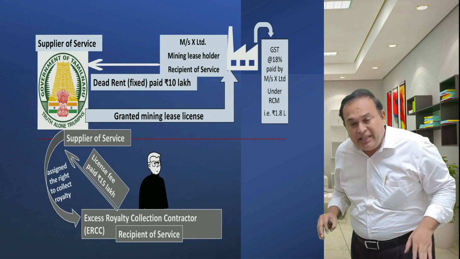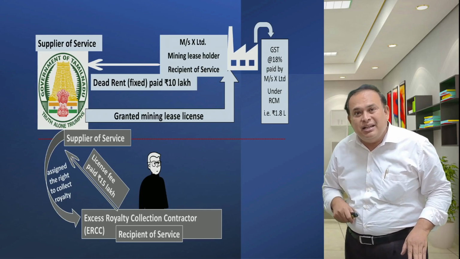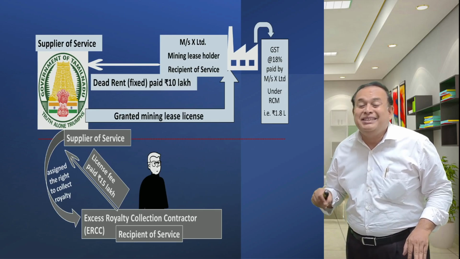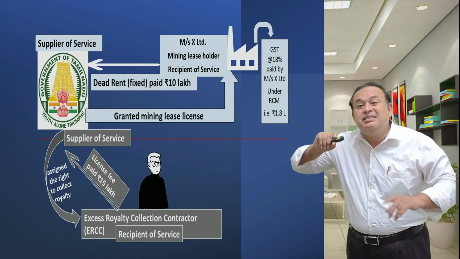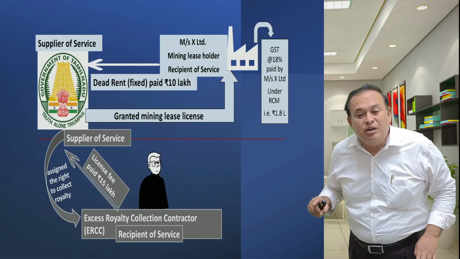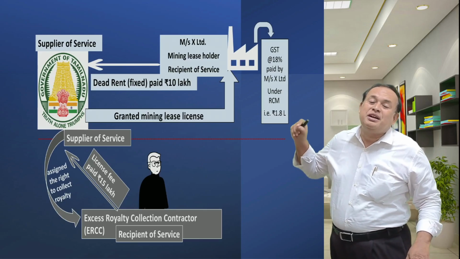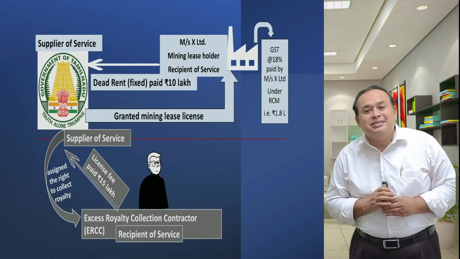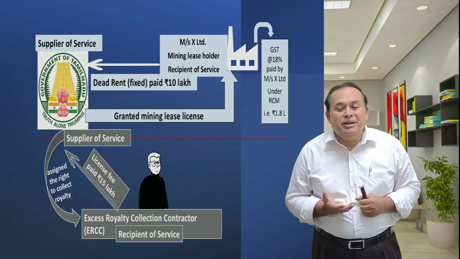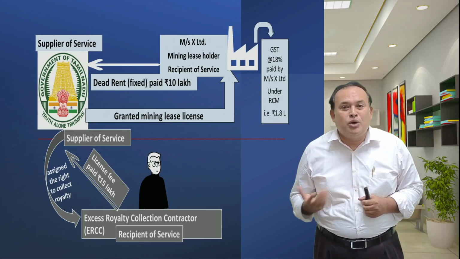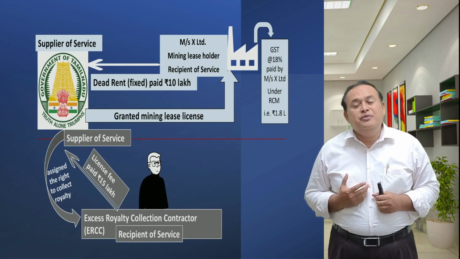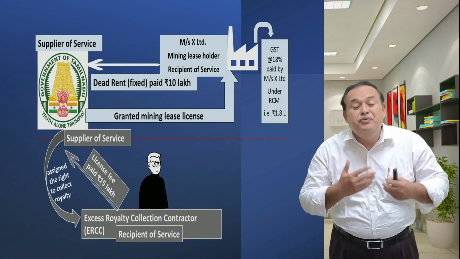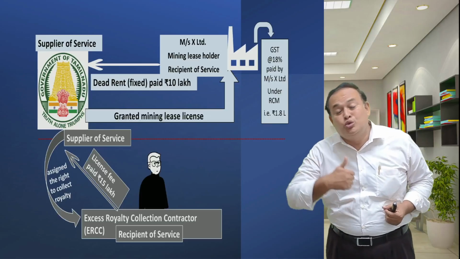For doing that activity, a license is needed. To whom? Excess royalty collection contractor. Such a license has been granted by the state government to the excess royalty collection contractor. Then the contractor says, look at the government here. You are asking me to do the work, and for which you are asking me to pay you 15 lakhs to get the license to carry out the activity.